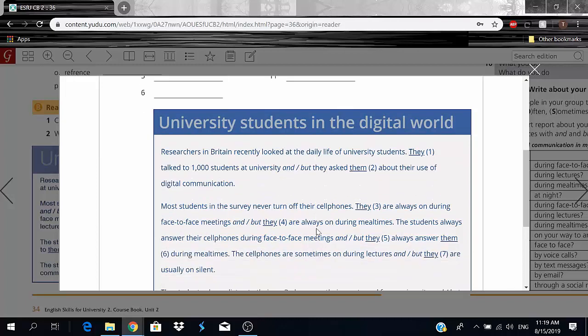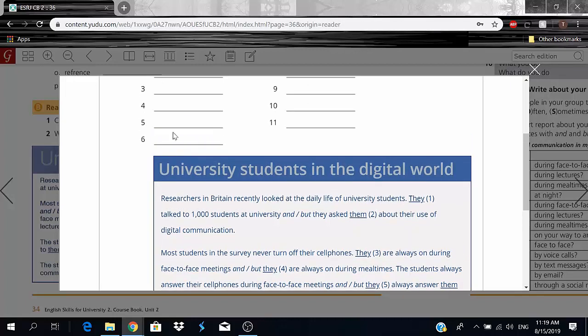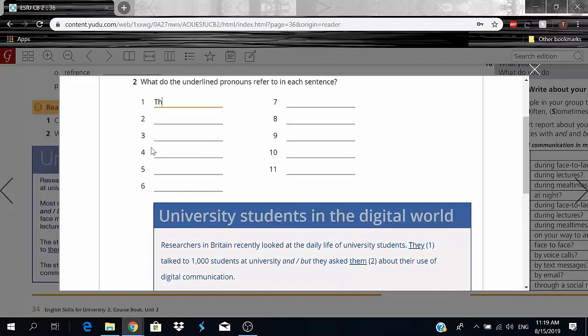So first, let's have a read, and as we go, we're going to be doing both simultaneously, okay? So, researchers in Britain recently looked at the daily life of university students. They, so obviously they here is referring to the researchers. So, number 1 will be the researchers. Okay? And actually, that is not true. I'm going to rewrite that. Researchers. Okay? Pretty simple stuff. Now, let's go to number 2.